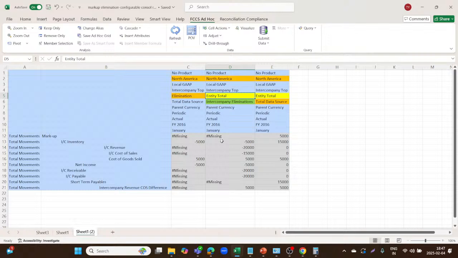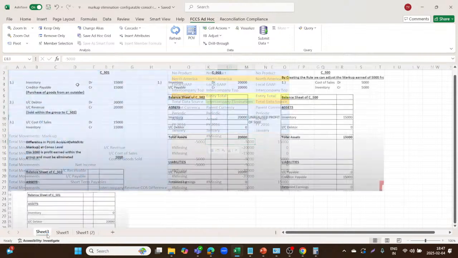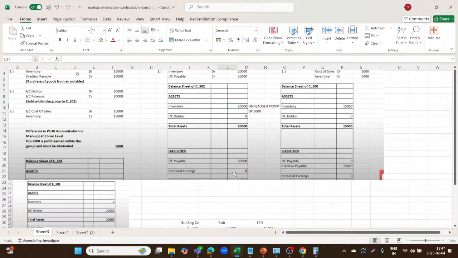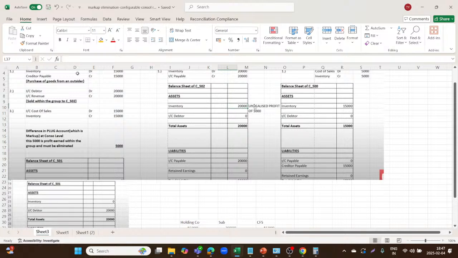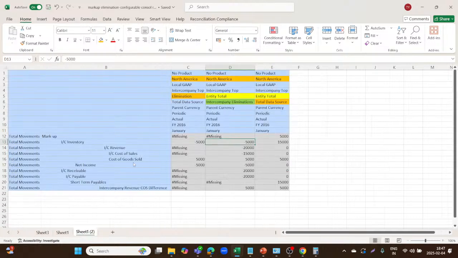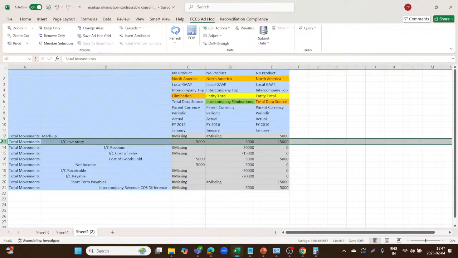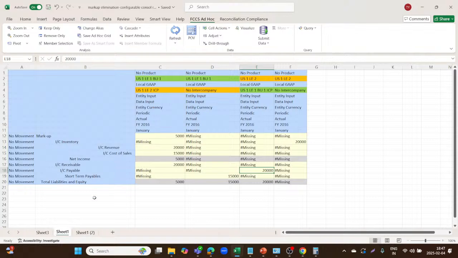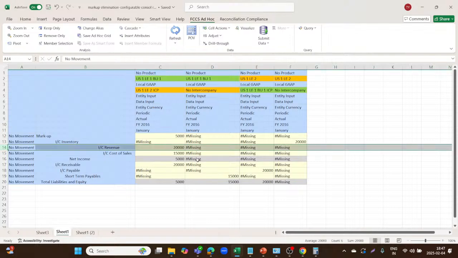And in entity total, if you see, the intercompany inventory for the subsidiary company is standing at 0 here. In the subsidiary company, the inventory amount stands at 20,000, and I'm saying unrealized profit of 5,000 is being booked by the subsidiary company, so it needs to be removed. That's why in intercompany inventory it is reducing 5,000 from the inventory. Revenue of 20,000 needs to be removed. So IC revenue, which is being booked by the holding company, that is 20,000, there will be no revenue, so this should be removed here.